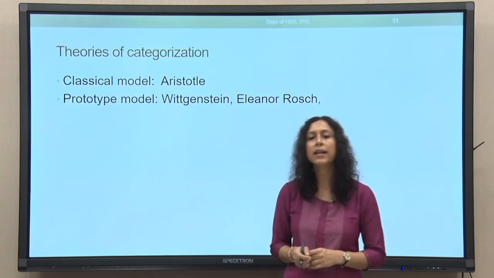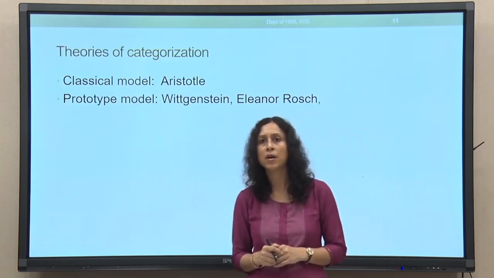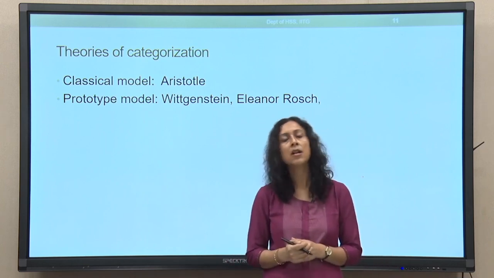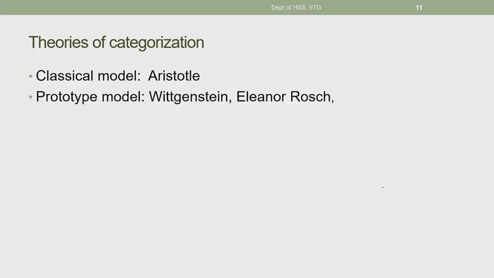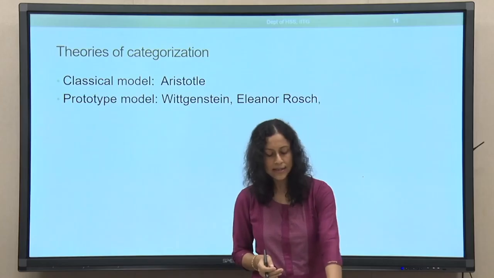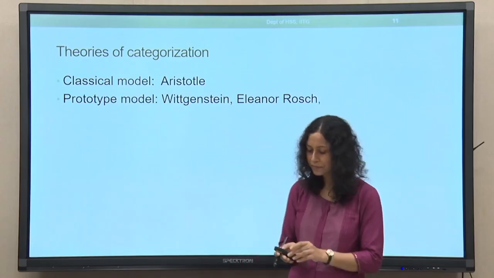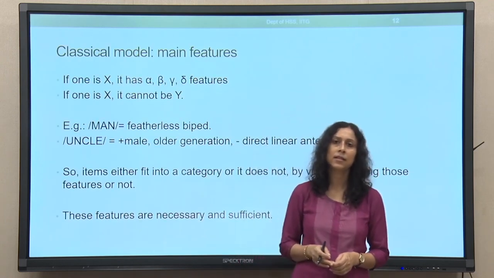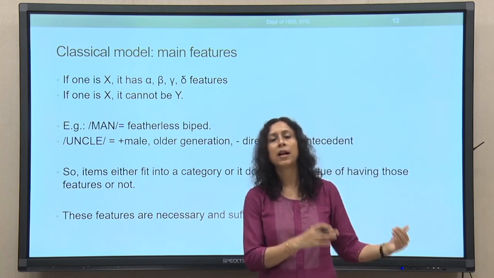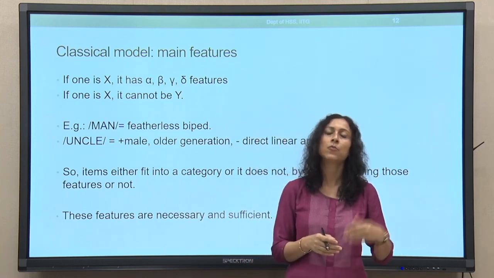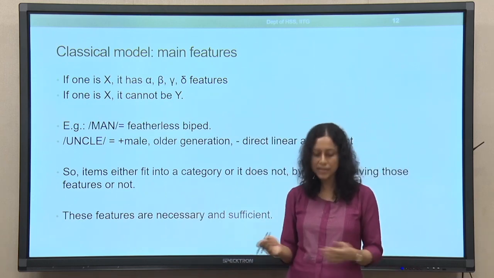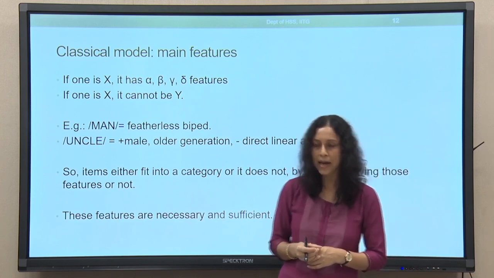Now, moving on to the theories of categorization. There are two most well known theories. One is the classical theory, the classical model of Aristotle, that has to do with categorization, and of course, the prototype model. Now, as I said, the classical model is not exactly a model. It was sort of an understanding that was taken for granted, that everything is part of a larger superimposed group or set, and that is because they share certain similarities, and those similarities are based on features.